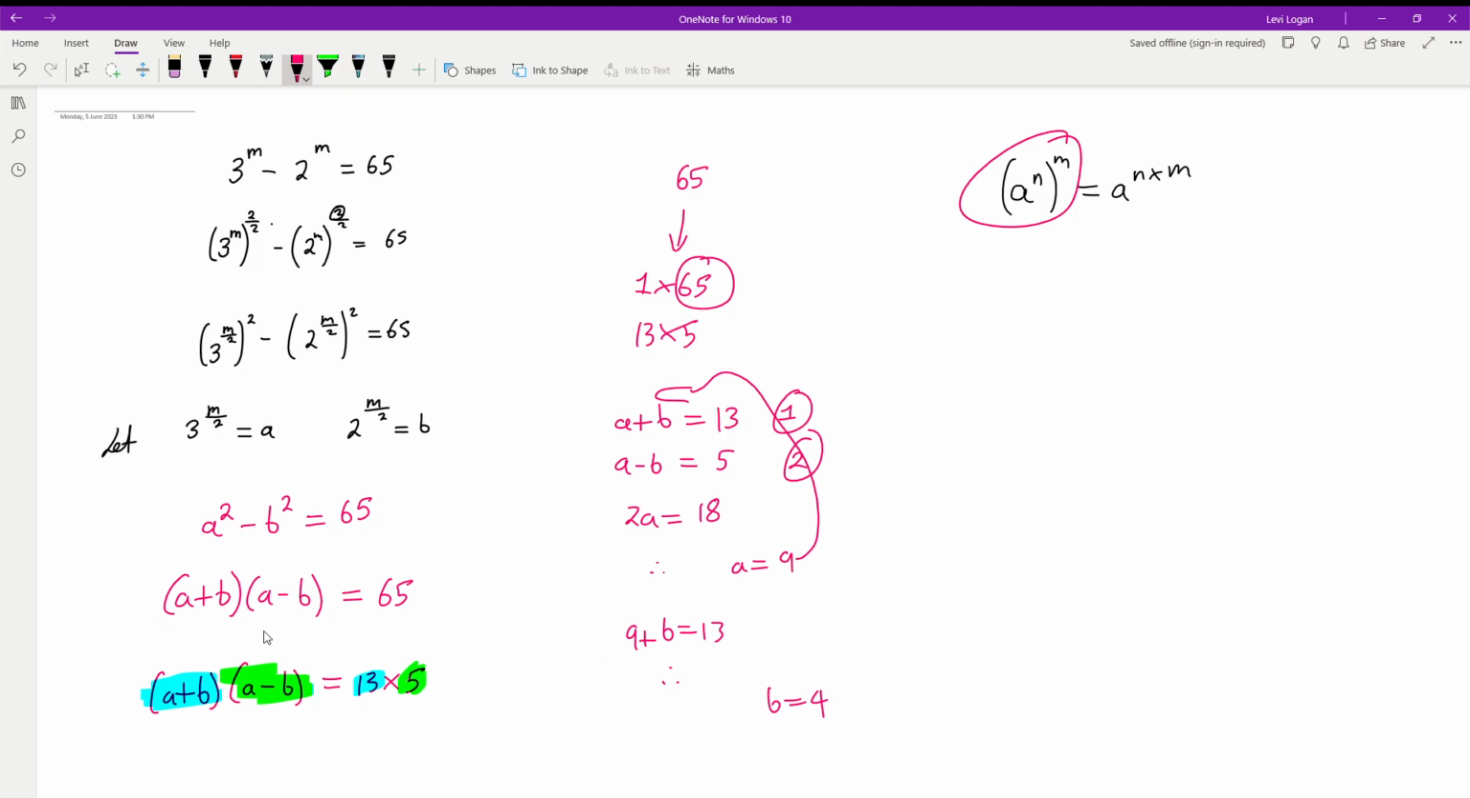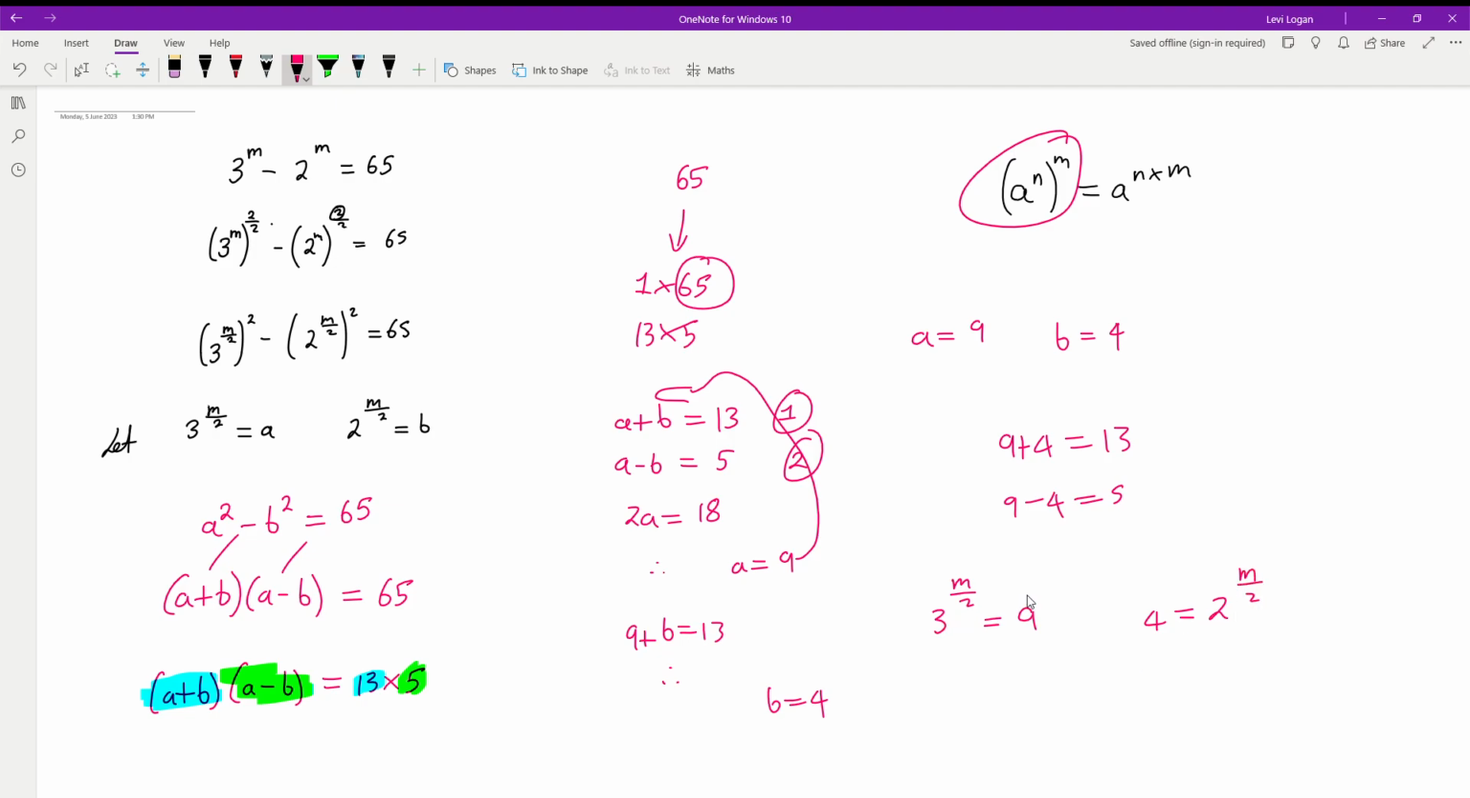Now, let's see if this satisfies it. 9 plus 4 is 13. That satisfies that one. And 9 minus 4 is 5, which satisfies that. So in other words, these are a and b. So a is 9 and b is 4. And we know what a and b are equal to. We know that a, which is 3 to the power of m over 2, must be equal to 9, and 4 must be equal to 2 to the power of m over 2.